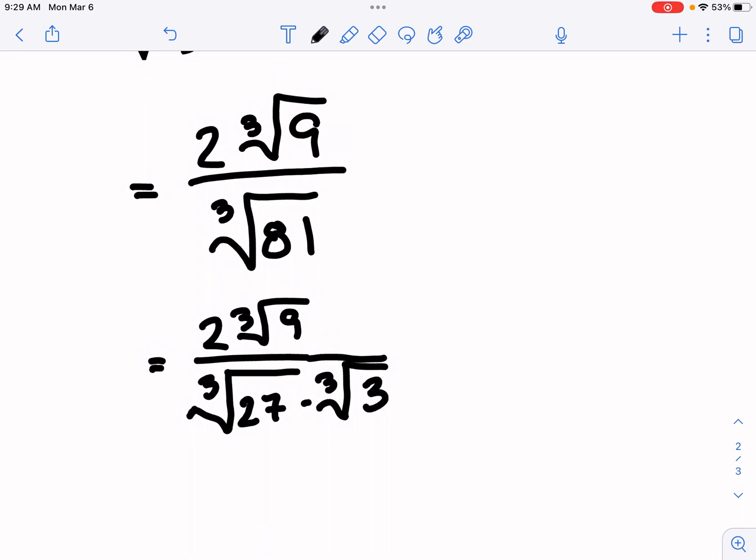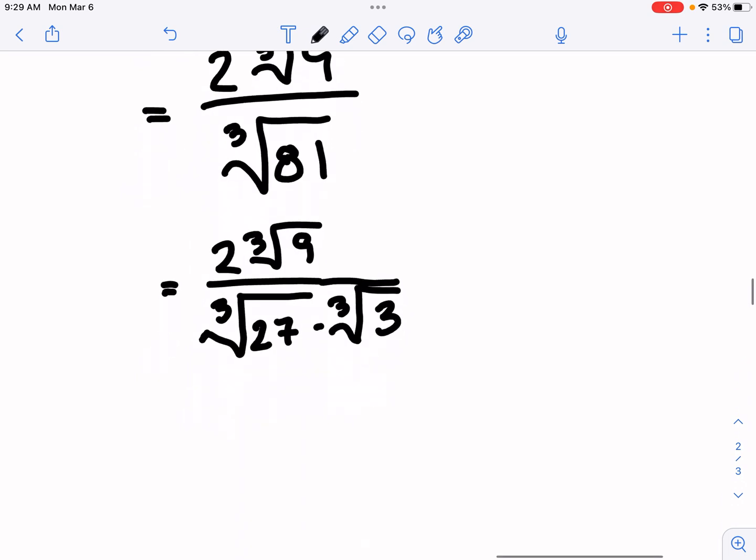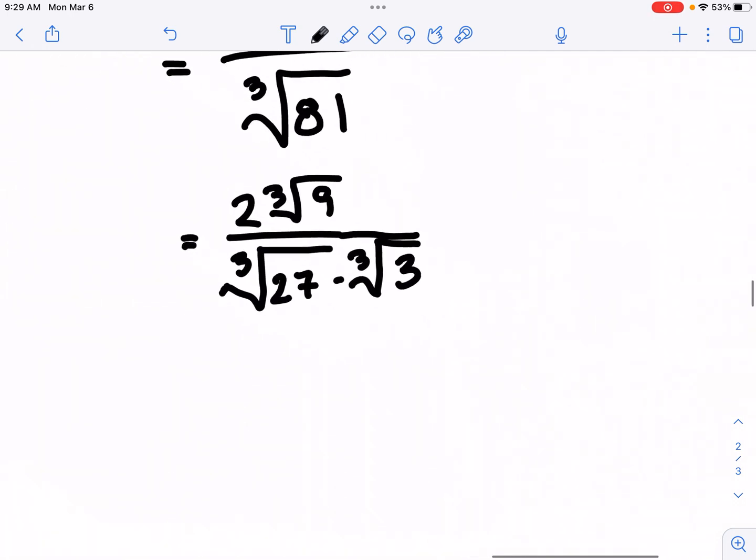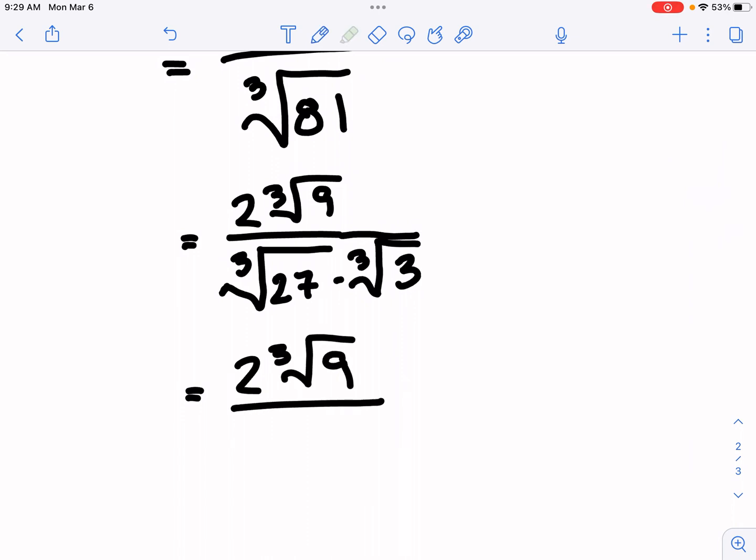So that's us using our resources, using maybe a list. But the cube root of 27 is 3 here. So I'm going to rewrite this as 2 cube root of 9 divided by this entire thing is 3. I know there's a lot of 3's going on here. Divided by the cube root of 3.